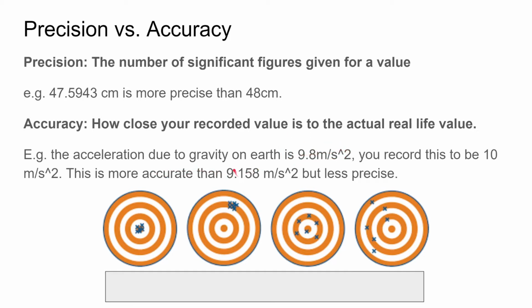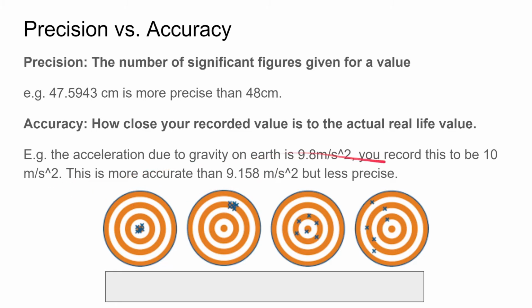If we look at 9.158, we were off by more than 0.6, right? Let's round this up to 9.2, then we're off by more than 0.6. So even though we gave it to more decimal places, our answer had a higher percentage error than 9.8. So because of that, our recorded value is further away from the actual real-life value, our target value, and because of that, we're inaccurate.